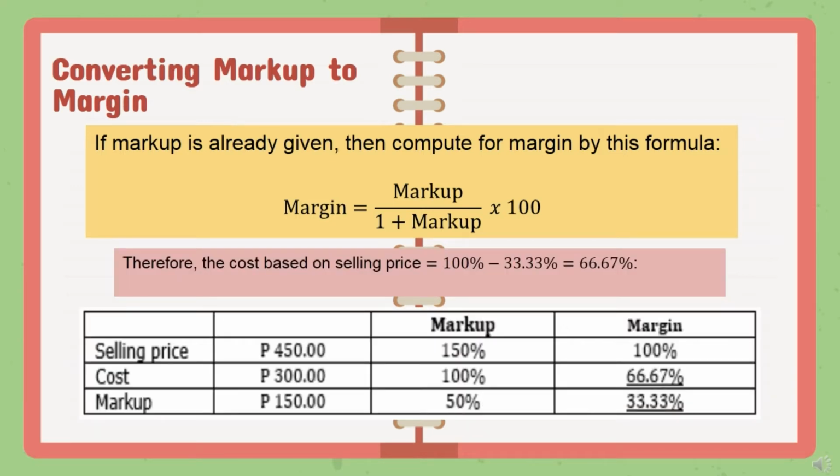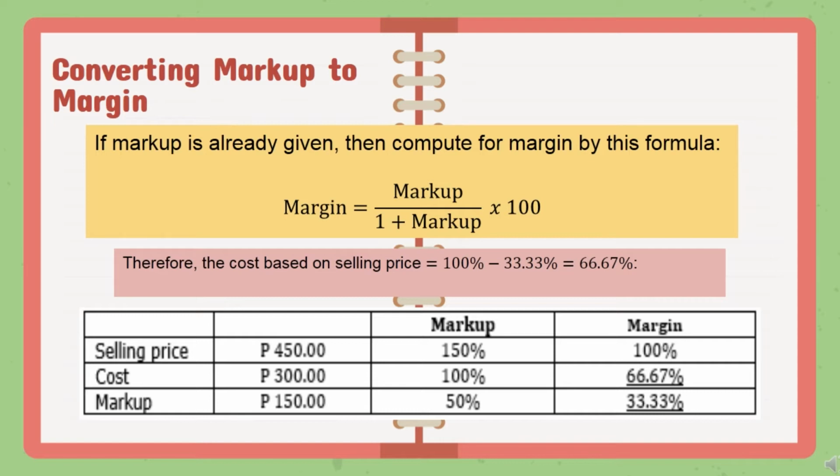So the markup based on cost, or simply markup, which is 50%, is converted to margin, which is the same as the markup based on selling price, and we have it as 33.33%. Remember that the margin is always less than the markup because margin is based on the selling price while markup is based on the cost. So now, let's have the cost converted as margin. Definitely, we have the selling price as 100%.